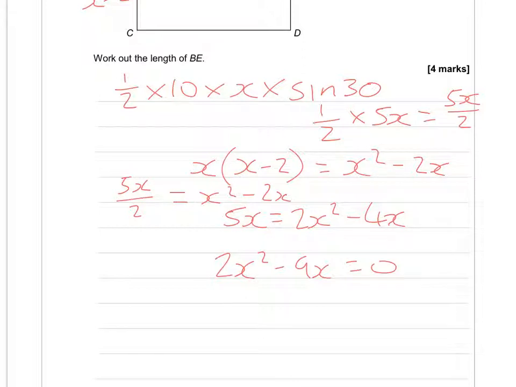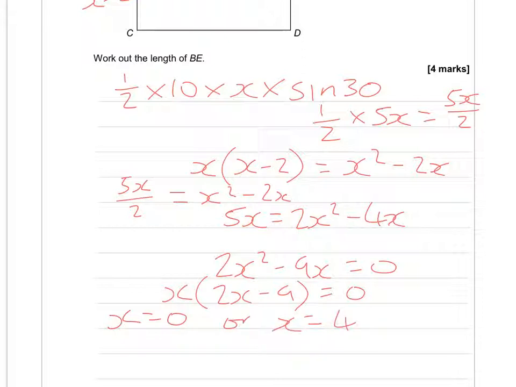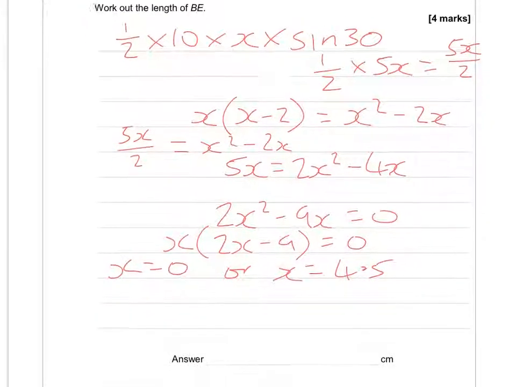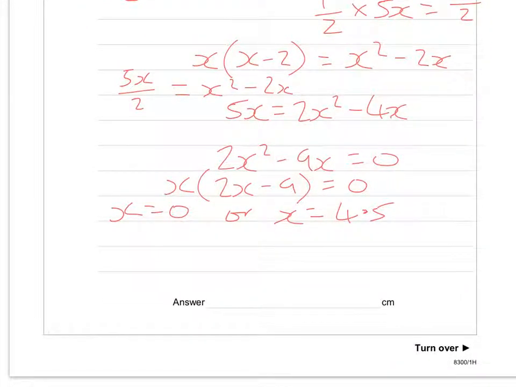I can then go ahead and factorise. So I've got x bracket 2x minus 9 equals 0. This means that either x equals 0 or x equals 4.5. Now, as we can't have a side length of 0, x must equal 4.5.